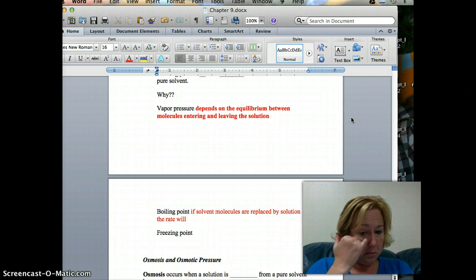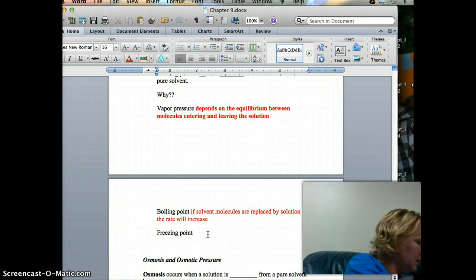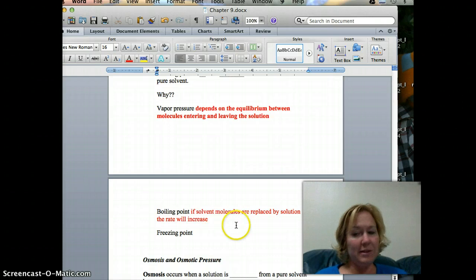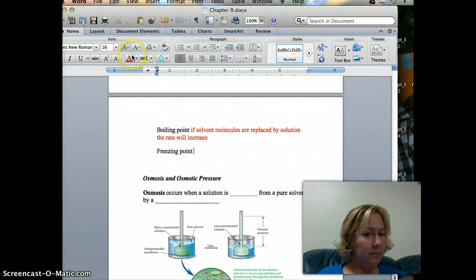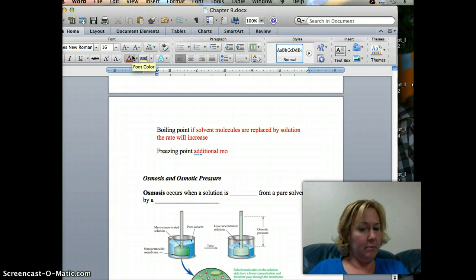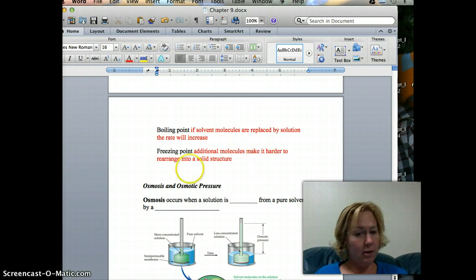If solvent molecules are replaced by solute, the rate will increase. And the freezing point is the same thing that is on the next page. It's just the same concept, just what I just told you. Again, additional molecules make it harder to rearrange into a solid structure, so this takes longer.